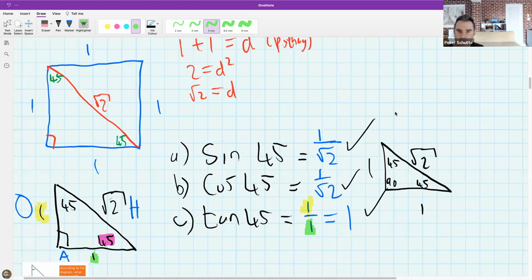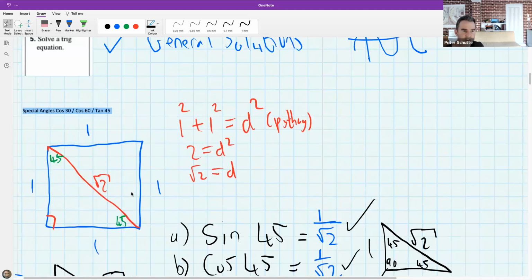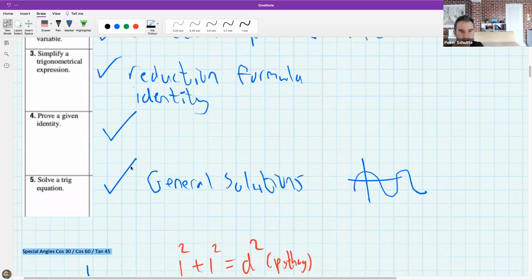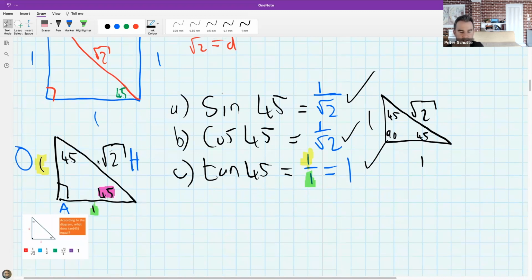Now, as I look through the chat, it's asking, do we rationalize the denominator? No, we don't have to rationalize the denominator. That is a specific request that has to be made before we do it. If you put it in your calculator, it will rationalize it. But if you go back to the question I asked earlier, it says calculate the value of a trig expression without using your calculator. That's why you need this tool in your toolkit. You write down the special triangle.